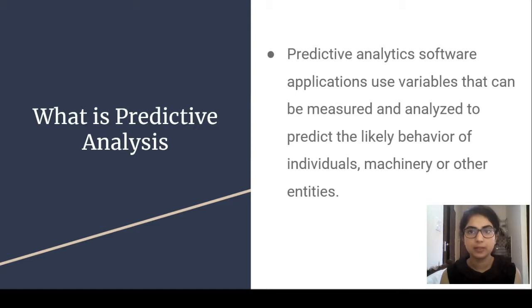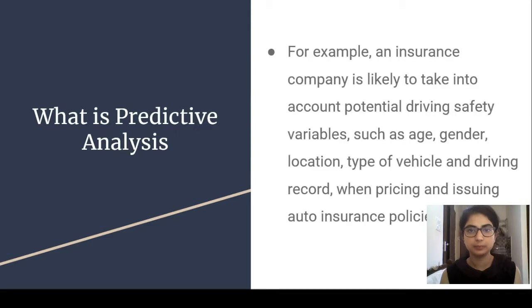Predictive analytics software applications use variables that can be measured and analyzed to predict the likely behavior of individuals, machinery, or other entities. For example, an insurance company is likely to take into account potential driving safety variables such as age, gender, location, type of vehicle, and driving record when pricing and issuing auto insurance policies.